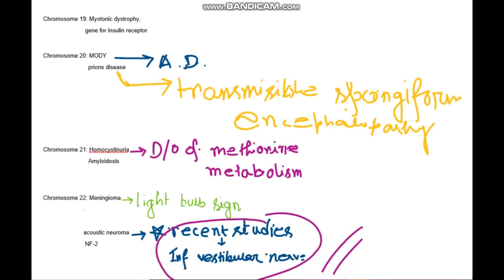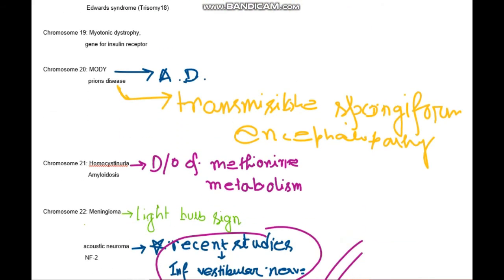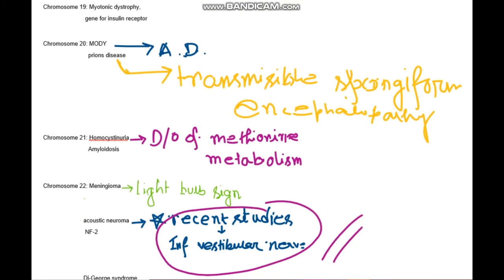So prion disease, it's a protein particle which causes the disease. So that is transmissible spongiform encephalopathy.